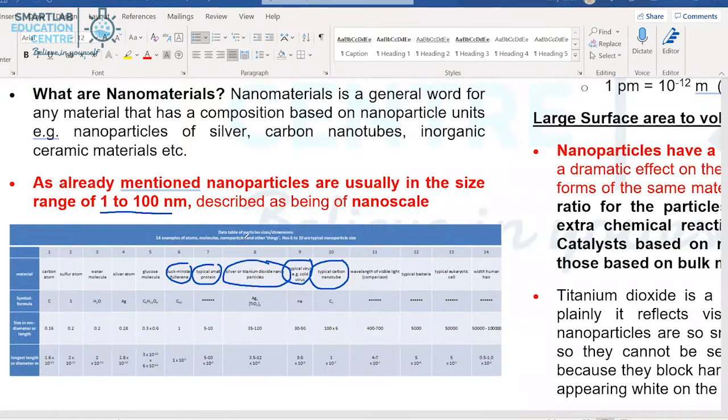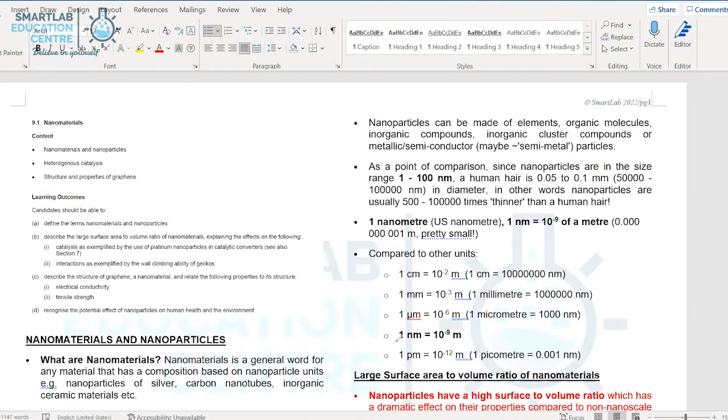To put the size of nanoparticles in perspective, nanoparticles are larger than a glucose molecule, silver atom, water molecule, sulfur atom, and carbon atom. However, they're smaller than typical bacteria and cells, and they're significantly smaller than the width of the human hair. And to recap, 1 nanometer is 10 to the power of minus 9 meter.